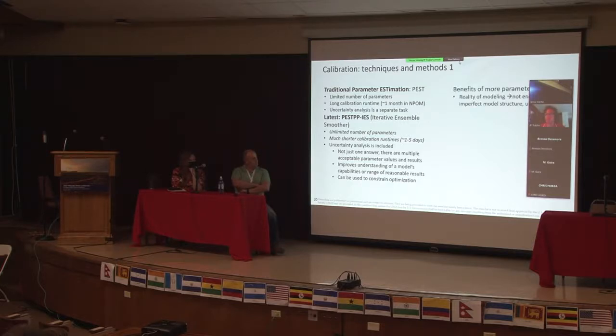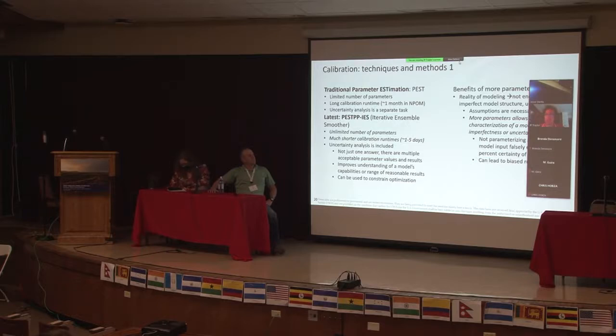So the benefits of more parameters is really that, like I've been saying, the reality of modeling is that there's just never enough data, there's never enough test holes, there's never enough data per model cell. So that creates an imperfect model structure, a lot of unknown inputs. And so assumptions are necessary in modeling. The more parameters you have, the better it allows Pest to adjust everything to find an optimum fit. And it also allows the model a better characterization of that model's imperfectness or uncertainty. So not parameterizing an uncertain model input falsely equates to 100% certainty of that input. And that can lead to bias in the results, and that's something that we at the USGS are always trying to limit during calibrations, especially keeping in mind the objectives of the model, the questions it's trying to answer.